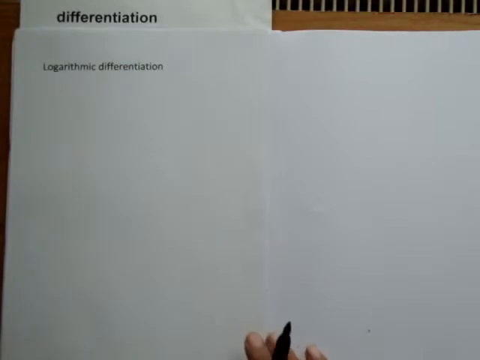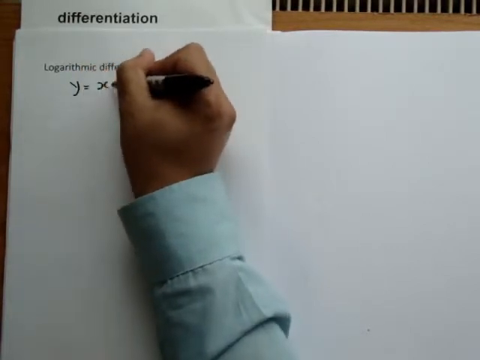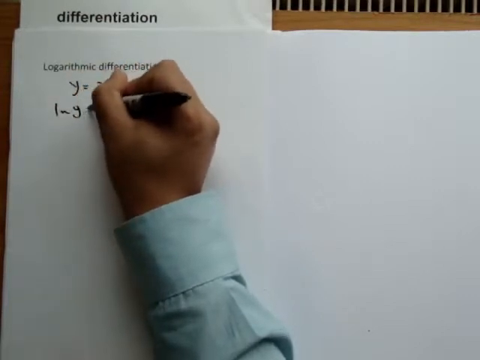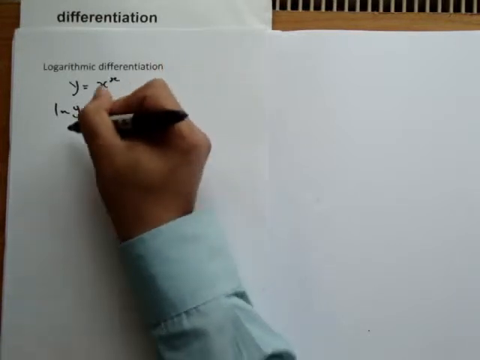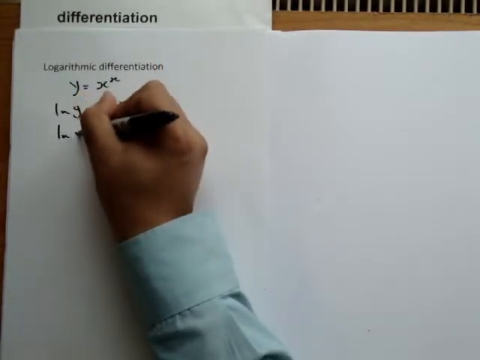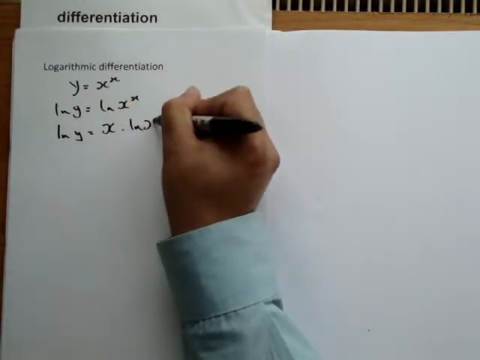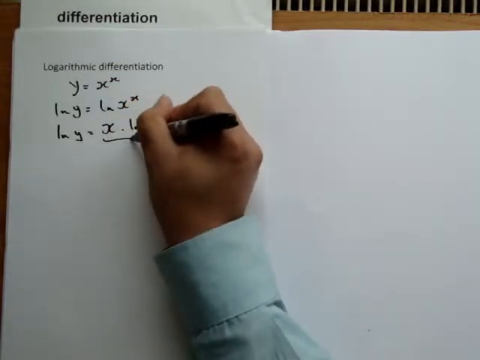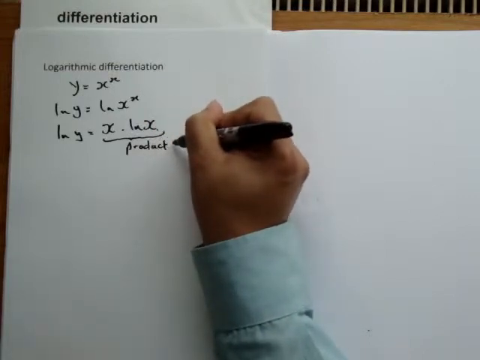Okay, let's quickly do some examples of logarithmic differentiation and taking logs on both sides. y equals x to the power x. Taking logs on both sides, natural log of y equals natural log of x to the power x. Using our log laws, bring the x down, and we get x natural log of x. Here, when we differentiate, we have to use product rule.